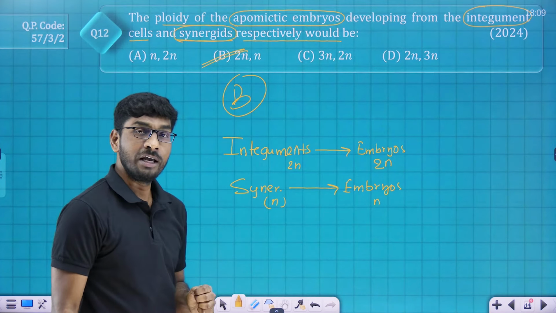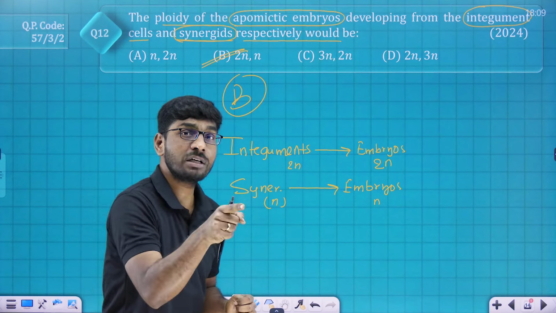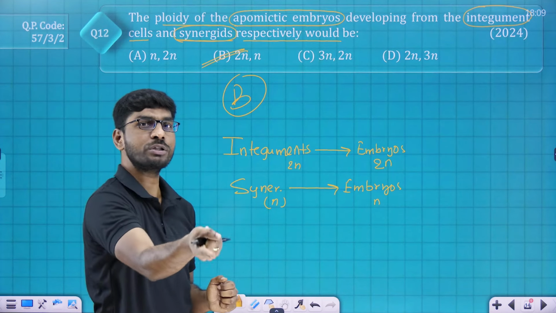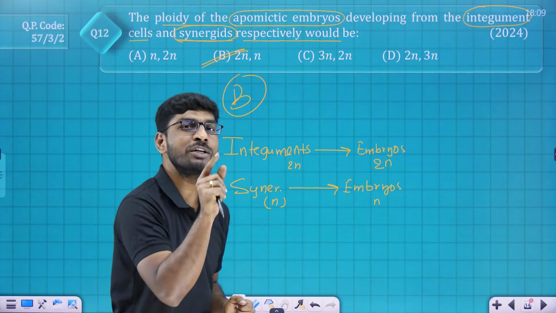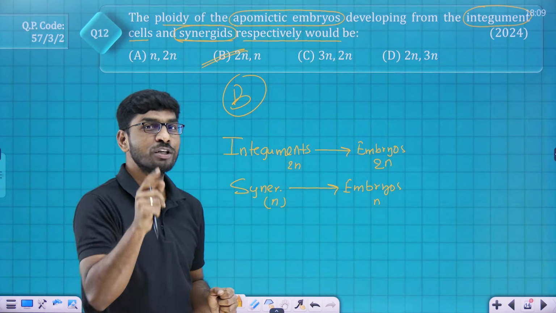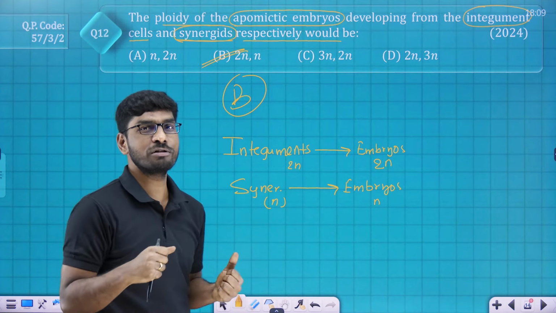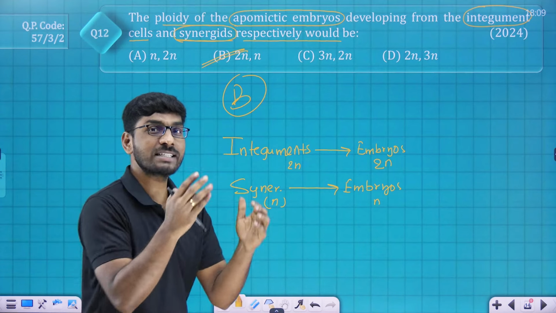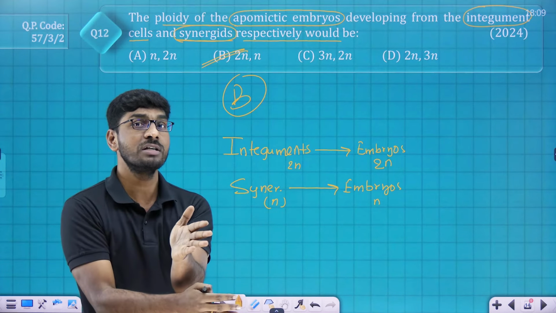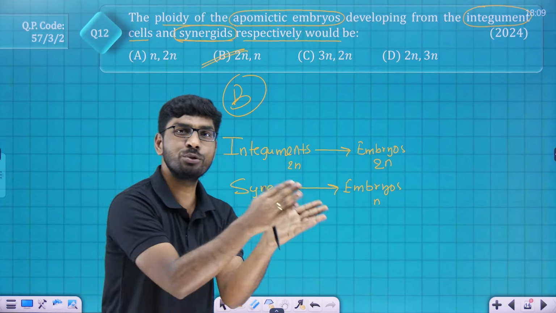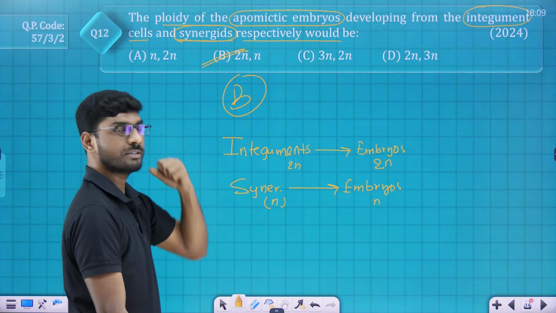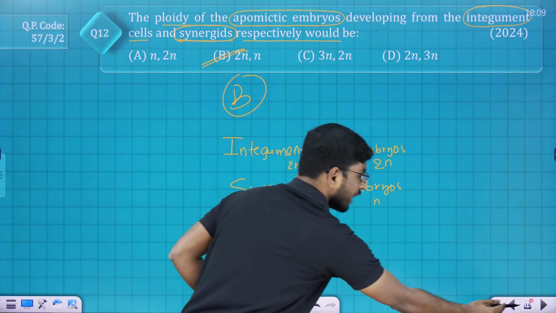How simple. If they ask about embryos developed from the integument and nucellus, our answer would be 2n and 2n, because nucellus is also diploid and integument is also diploid. But in this case, they're asking integument and synergids, so the answer will be 2n and n. So option B comes. Am I clear, students? Come to the next question.